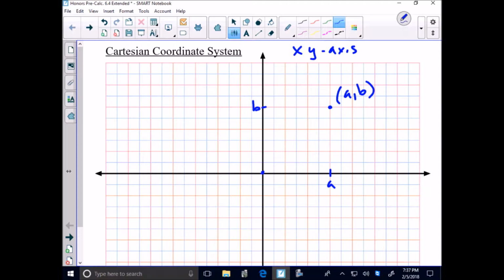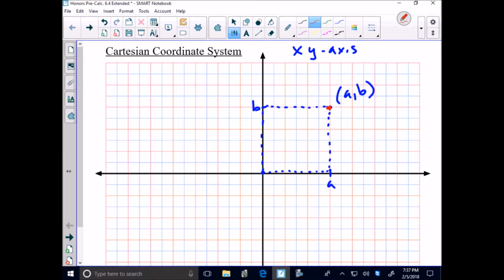Sometimes xy coordinates are called rectangular coordinates, and that's because the horizontal and vertical displacement can make a rectangle with the origin, right? So in the textbook you'll hear about an ordered pair xy defined as rectangular coordinates.